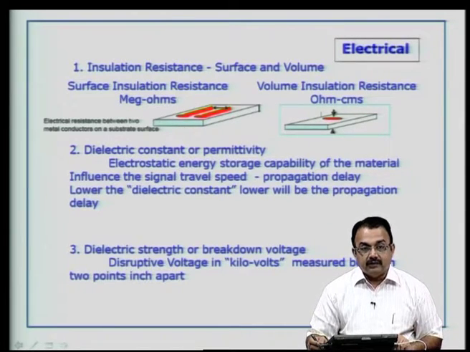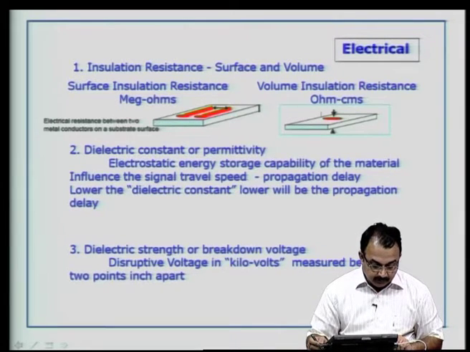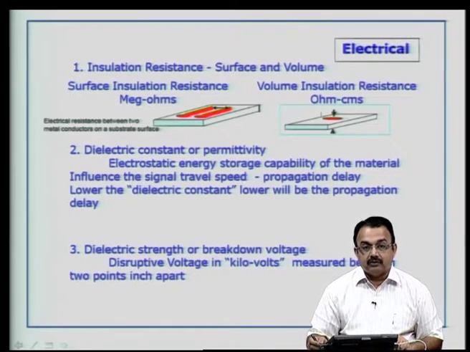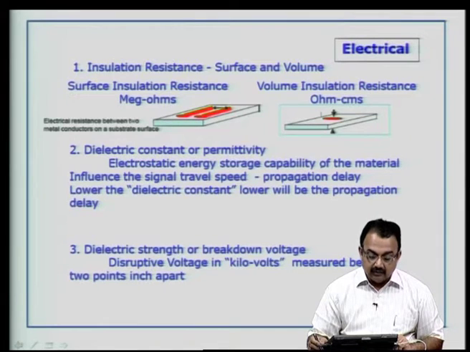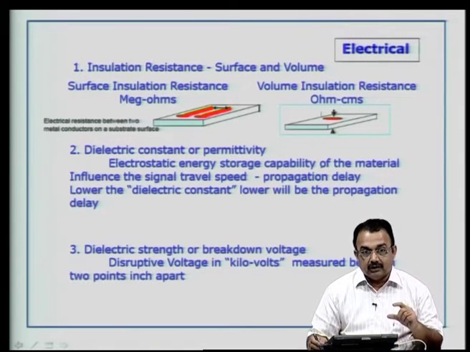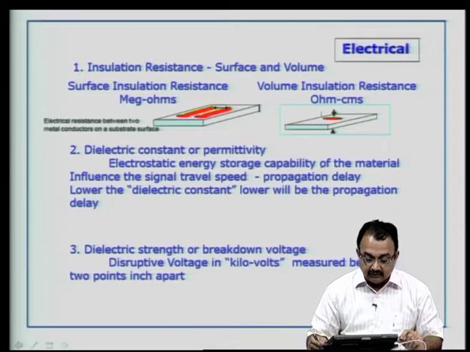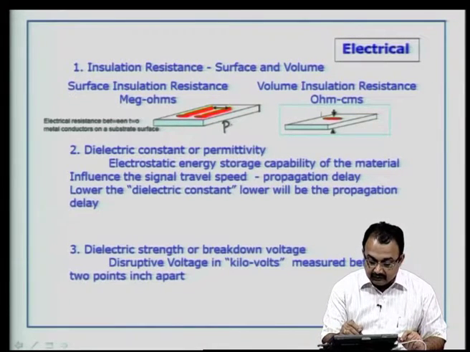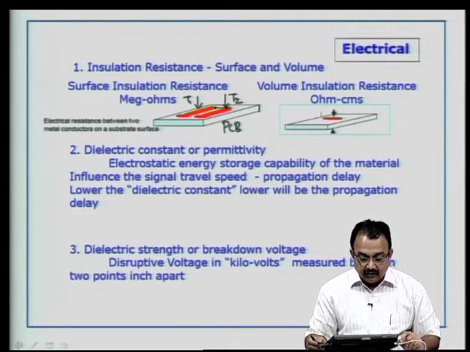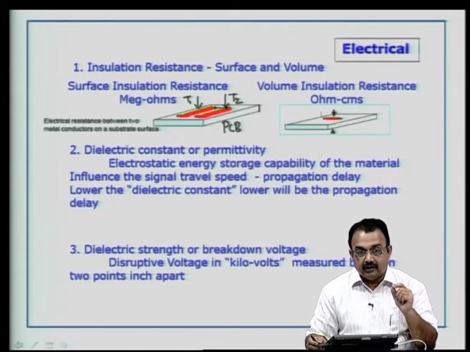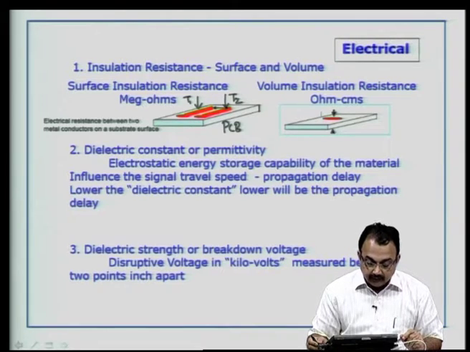Electrical properties, we are interested in understanding insulation resistance, both surface and volume resistance. Surface insulation resistance is basically the electrical resistance between two metal conductors on a substrate surface. So, if you look at a PCB like this, and if you have two parallel tracks, track 1, track 2, let us say, we are interested in the electrical resistance that this material, dielectric material, can provide.